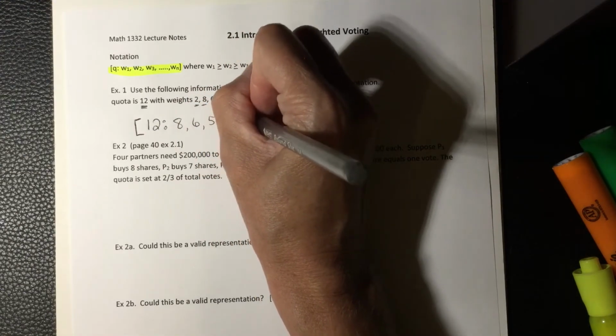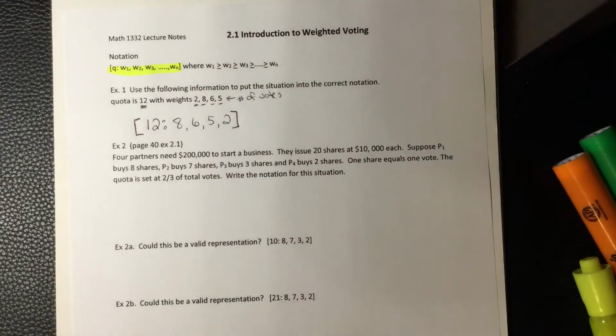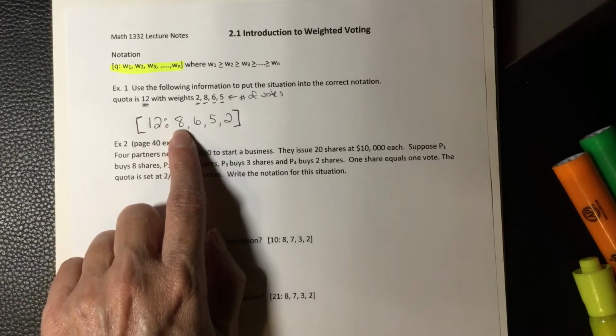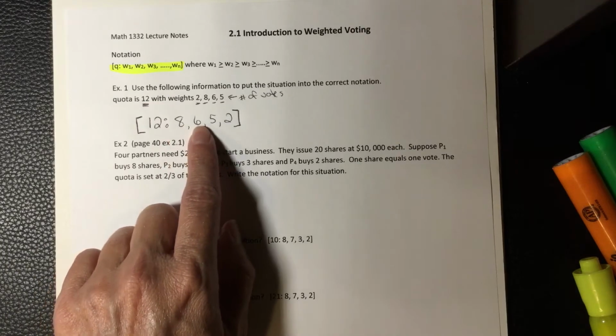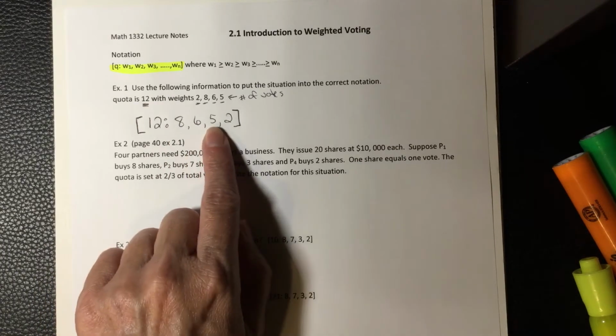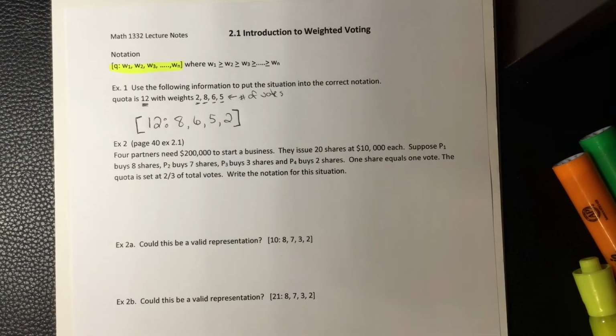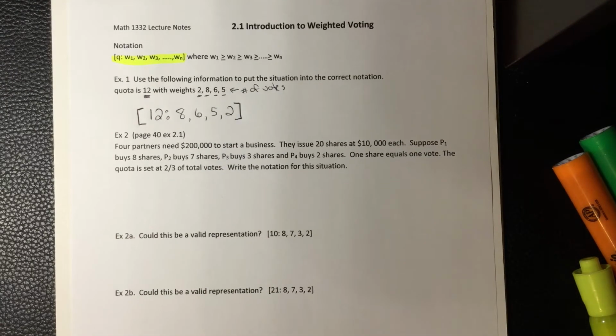So when I look at this notation, I know it's a weighted voting system. I need 12 votes to pass a motion. I know that player 1 has 8 votes, player 2 has 6 votes, player 3 has 5 votes, and player 4 has 2 votes. All right, so let's try a slightly more complicated example.